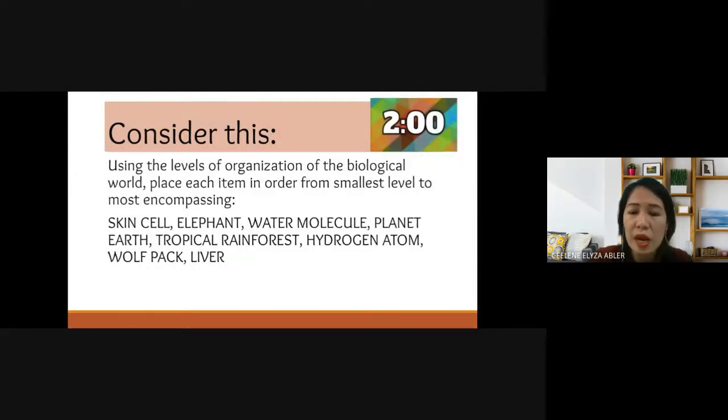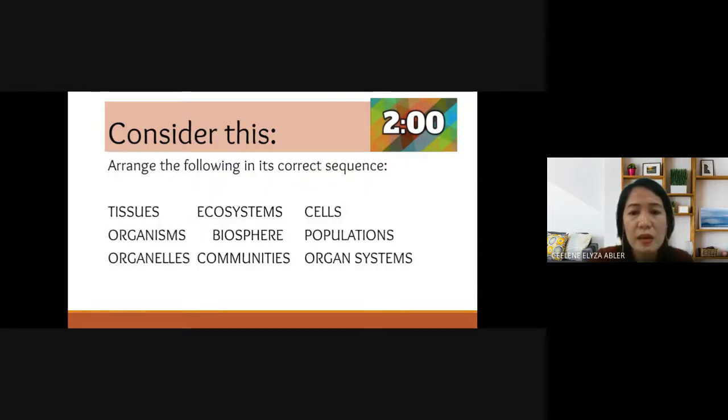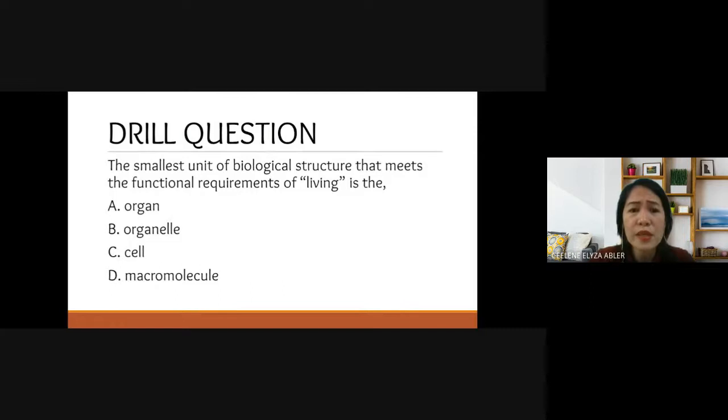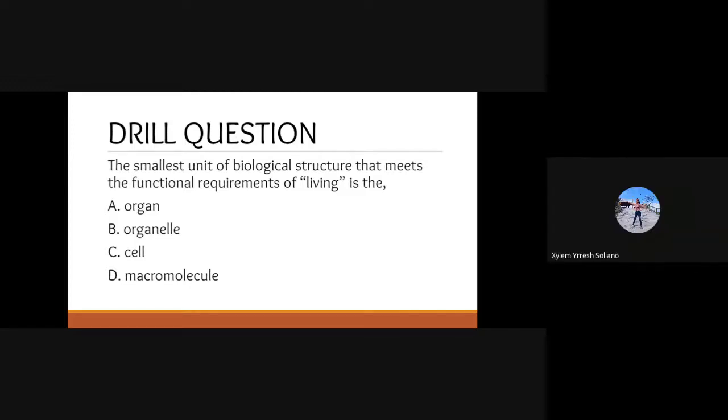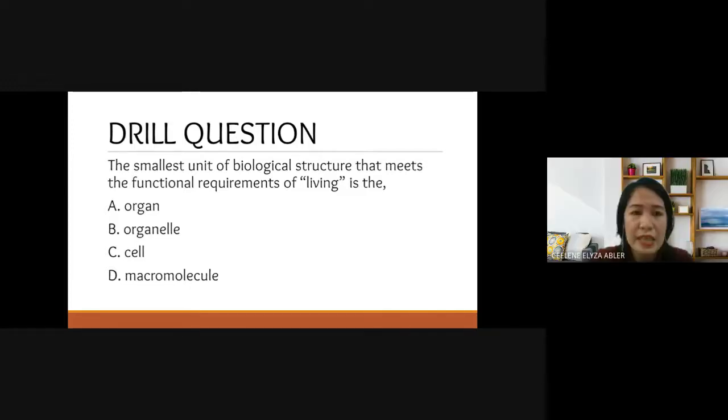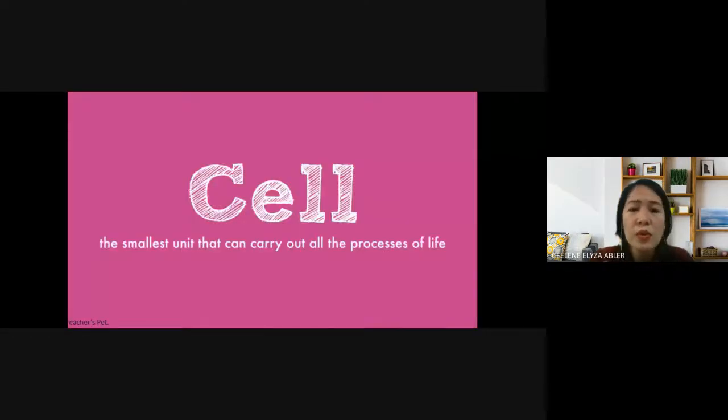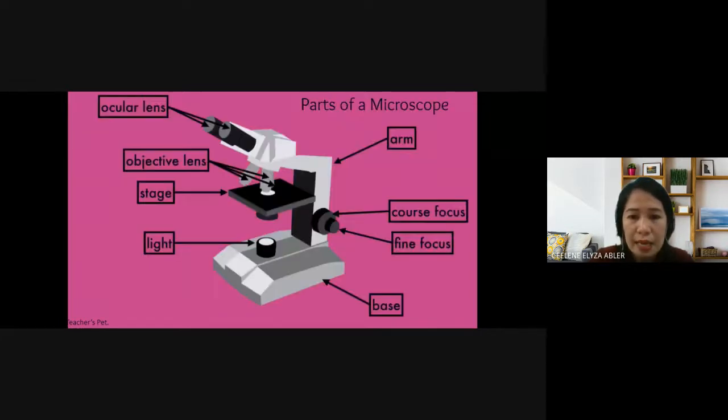Okay? So, pwede nyo na itong paglaruan later on your own. Right? So another drill question: the smallest unit of biological structure that meets the functional requirements of living is your cell. Okay? So that's your smallest unit that can carry out all the processes of life.